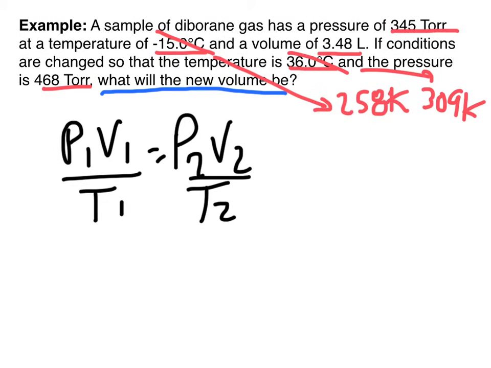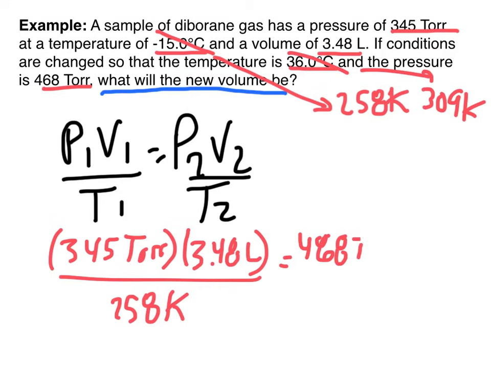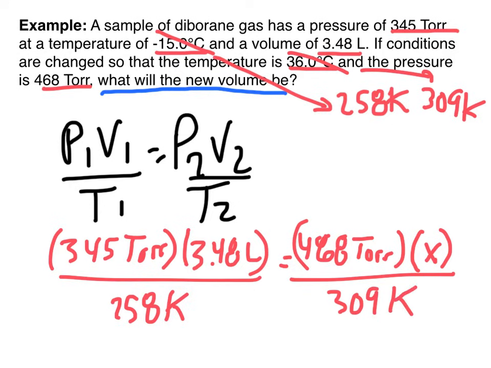Okay, so I have pressure 1. What is my starting pressure? 345 torr. Next up, volume 1. My first volume is 3.48 liters. After that, my starting temperature, 258 K. And that equals our new pressure. Our new pressure is 468 torr. I almost miswrote that. New volume, I don't know what that is. That is my X. That is my unknown. And then my new temperature, 309 K. So that's my setup. Now all I need to do is solve for X.